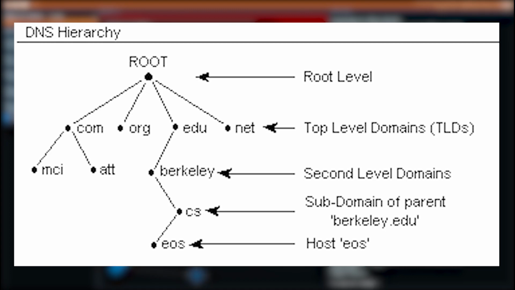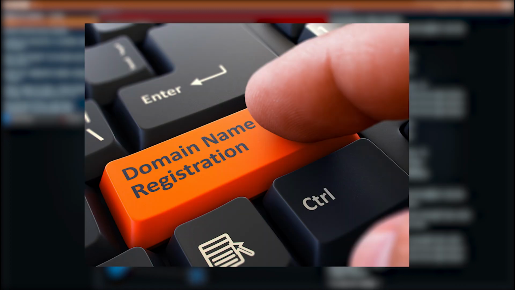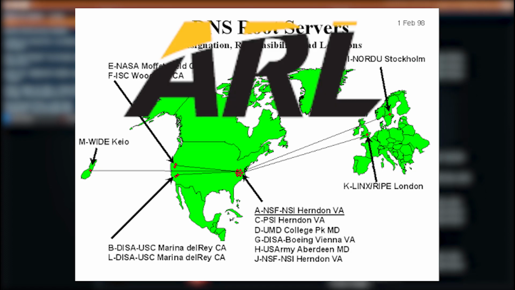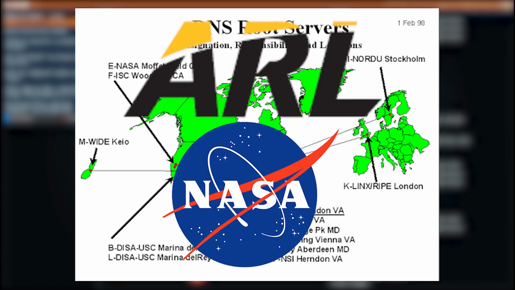When you register a website name or a domain name, you are registering a root domain. The DNS root zone is operated by 13 logical servers run by organizations such as the U.S. Army Research Labs and even NASA.